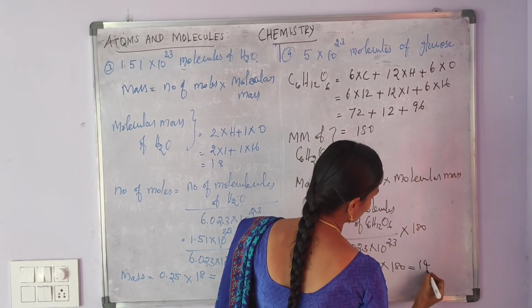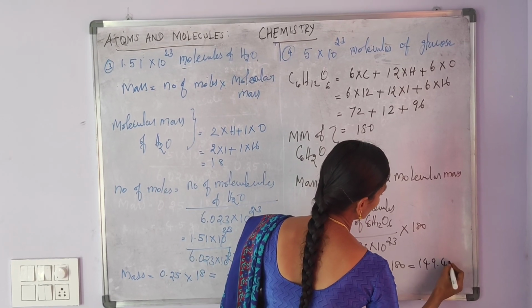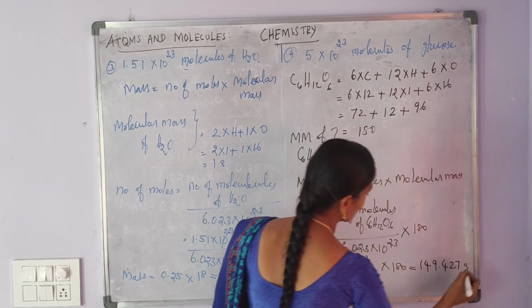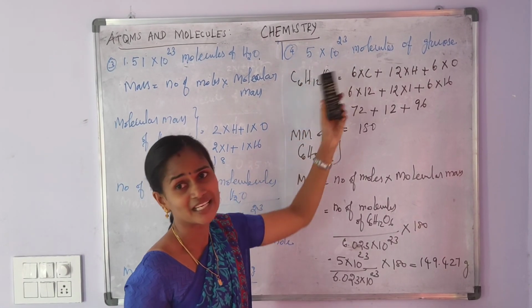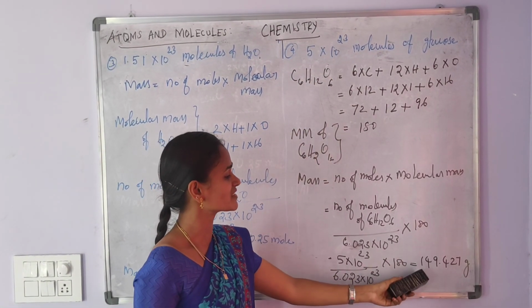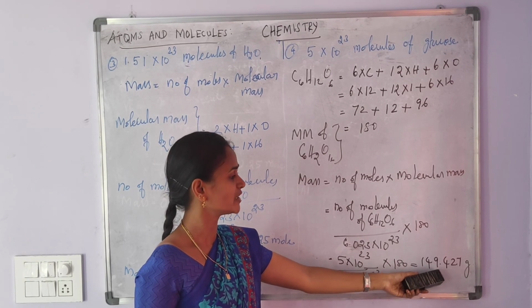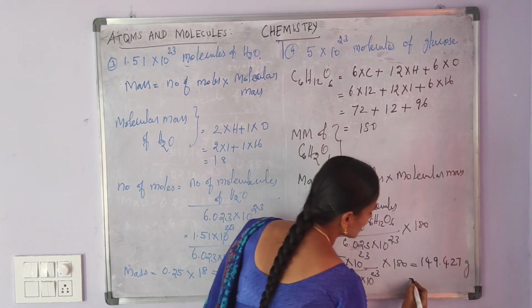the answer is 149.427 gram. So 5 into 10 power 23 molecules of glucose, its mass is 149.427 gram or 149.43 gram.